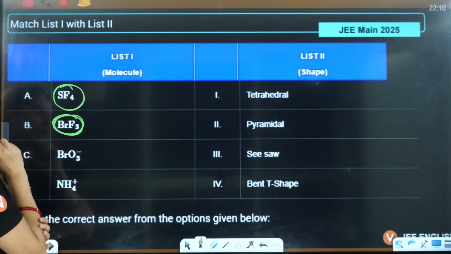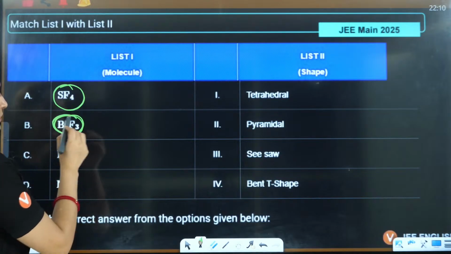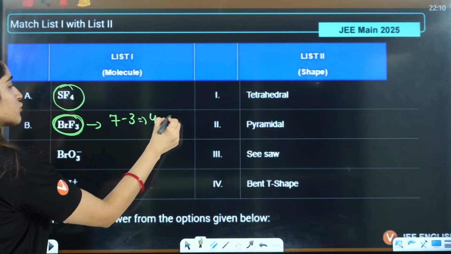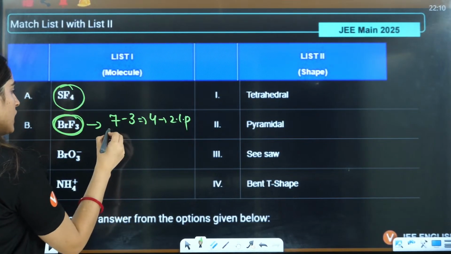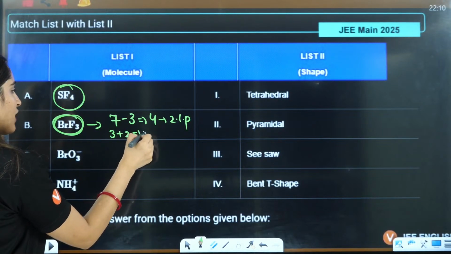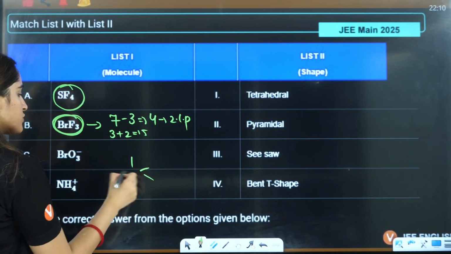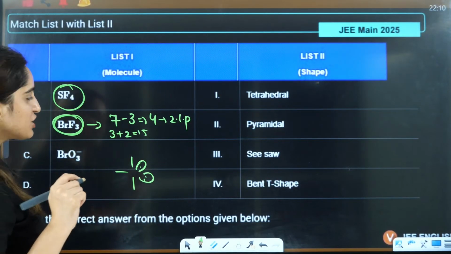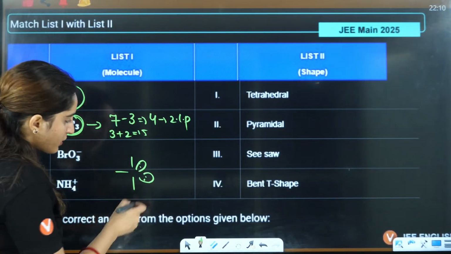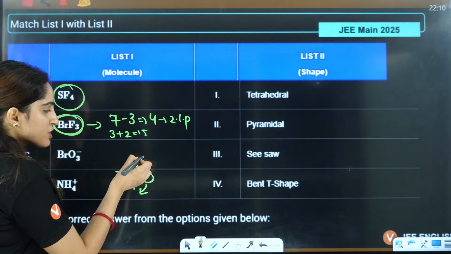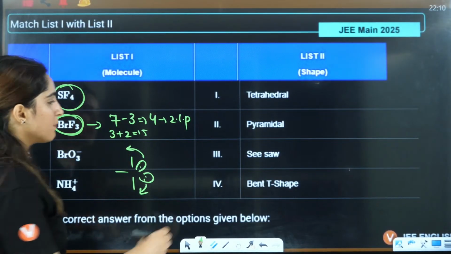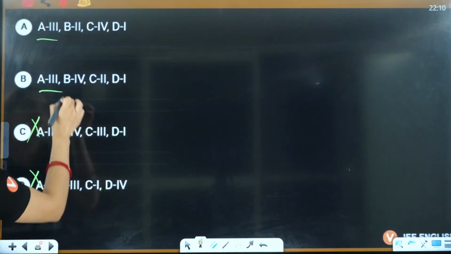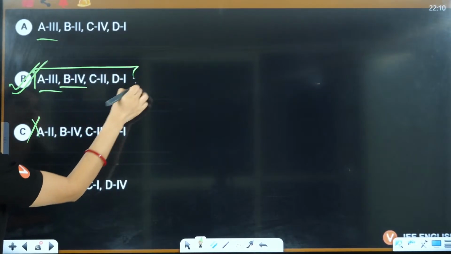So see, if you see, BrF3, group number 17 means 7 valence electrons minus 3, 4 electrons means 2 lone pairs. So 3 bond pairs plus 2 lone pairs is 5, and here you will have this kind of structure where you will have 2 lone pairs. So it is definitely going to be a T shape, bent T. Why is it a bent T shape? Because this lone pair is going to cause repulsion, this lone pair is going to cause repulsion, so it will be a bent T shape. So I can say that B is 4th. So answer will be B is the correct answer.